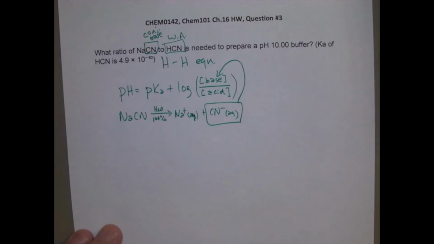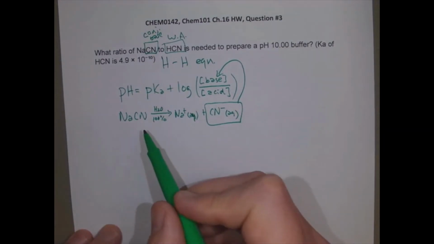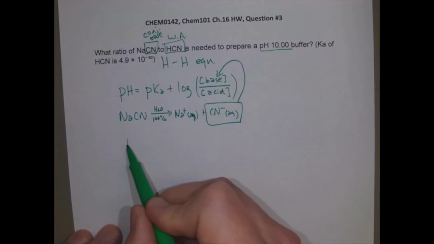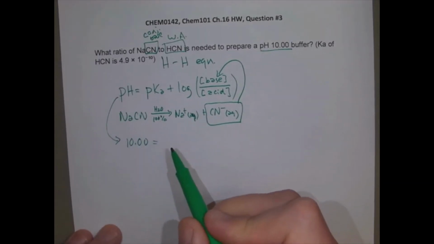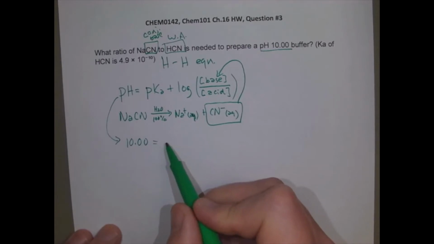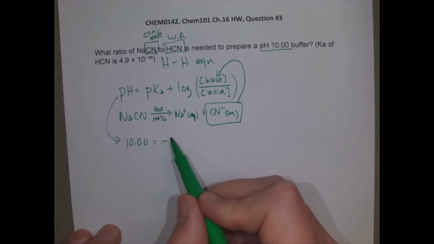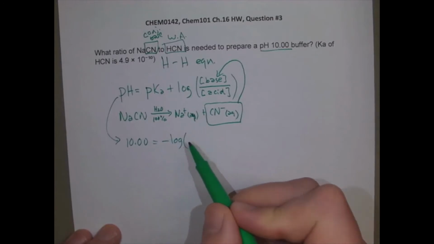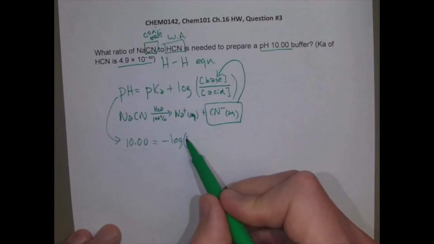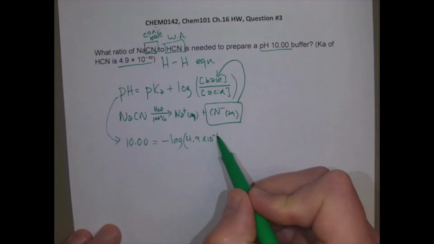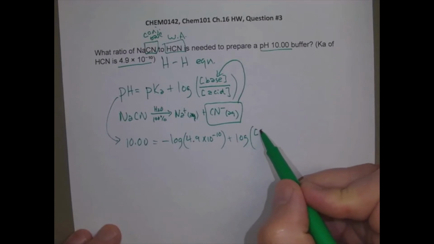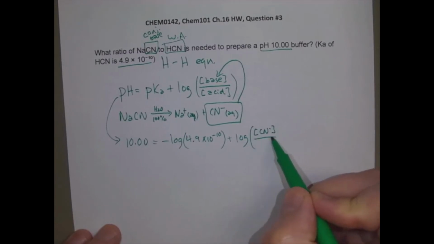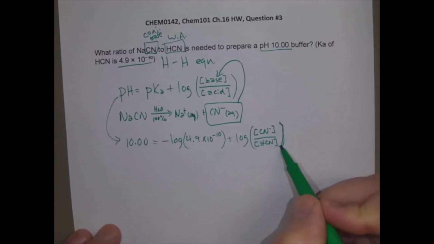So at that point it's pretty much a plug and chug operation. I know that I want the pH to be 10, so I'll say 10.00 and substitute that in for the pH. And then you do need to remember the way to calculate a pKa. It's the negative log of the Ka when we're given the Ka. So it's the negative log of 4.9 times 10 to the minus 10, plus the log of the concentration of the conjugate base, the cyanide, over the concentration of the weak acid, the hydrocyanic acid.